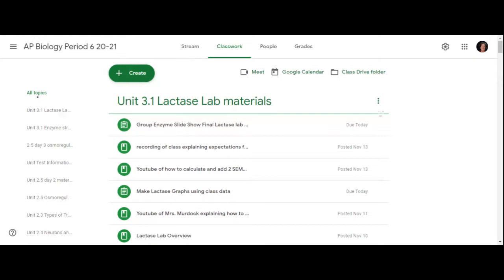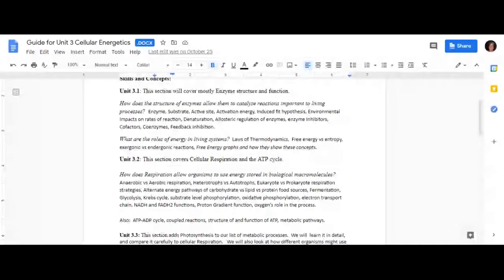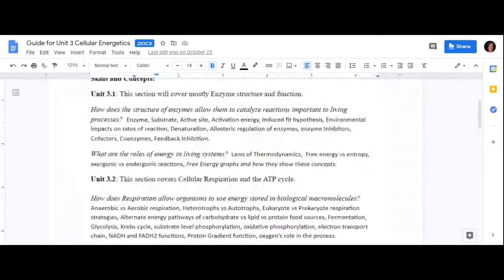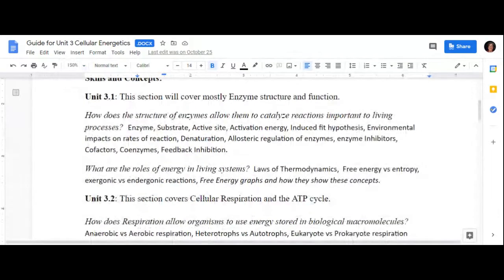Let me show you the actual guide that tells you what's on the test now. I'm going to share that next. Here we go. Okay, so now you should see what's on the screen. Let me make it a little bit bigger. That's a little better. Maybe a little bit more. There we go.